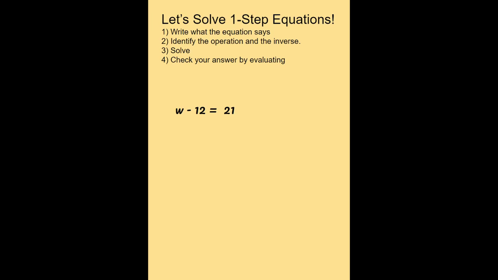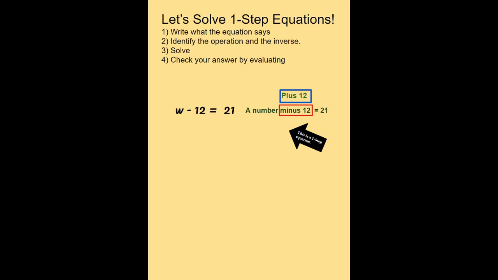Here's a second example. Again, starting from the left, we're going to read what it says. A number minus 12 equals 21. What is the operation? Minus 12. Because we only wrote one operation, this is a one-step equation. The inverse of minus 12 is plus 12.